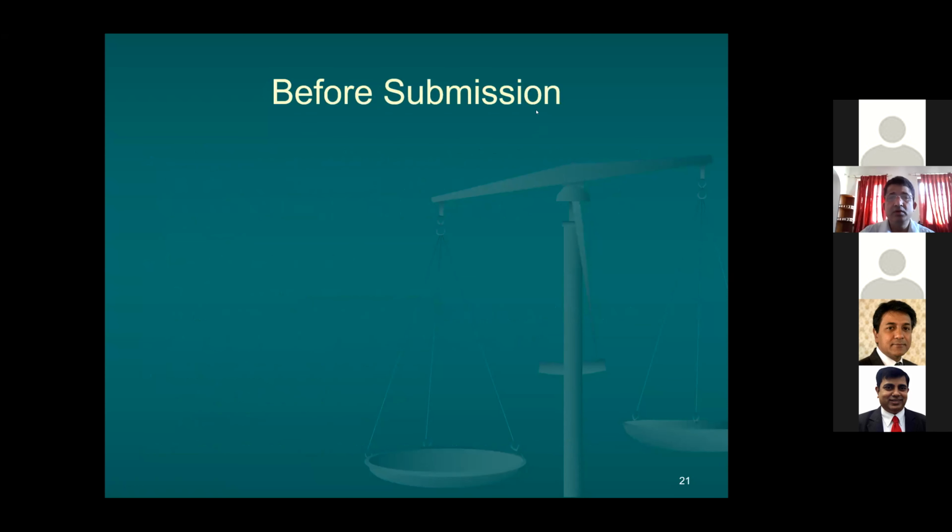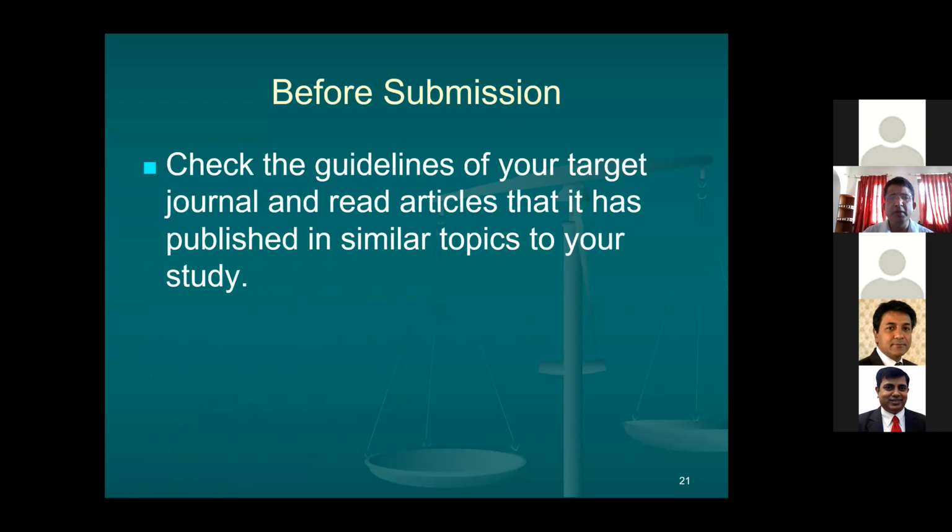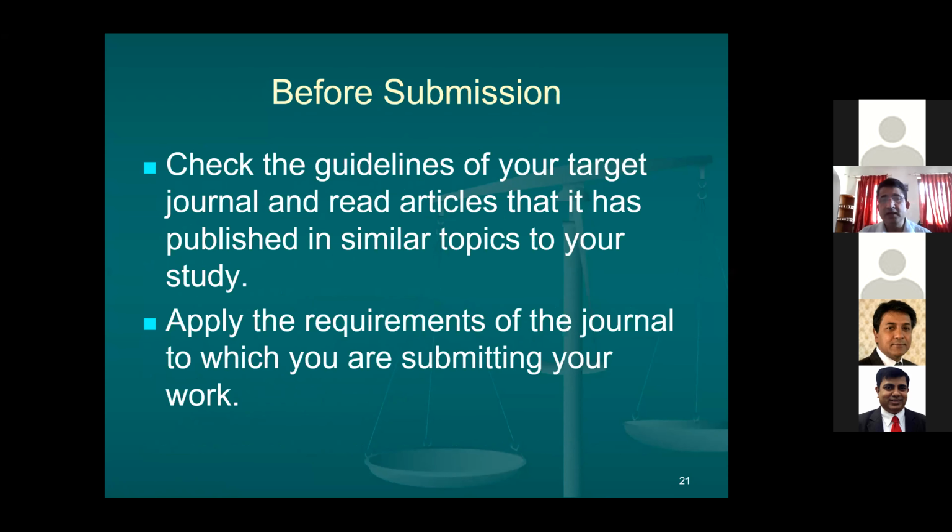Okay. Then about submission. Now you have drafted your result section very well. There are some things you have to consider before you submit your article. Check the guidelines of your target journal and read articles that it has published on topics similar to your study, then apply the requirements of the journal to which you are submitting your work, and then you submit.